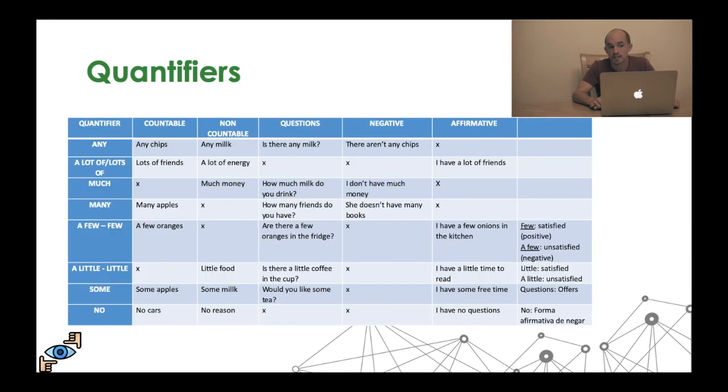Take a moment to study the following table. It shows some examples of how we use quantifiers with different types of nouns, countable or uncountable. For example, any chips or any milk. Is there any milk, or there aren't any chips? Pause the video and take a moment to study this table.